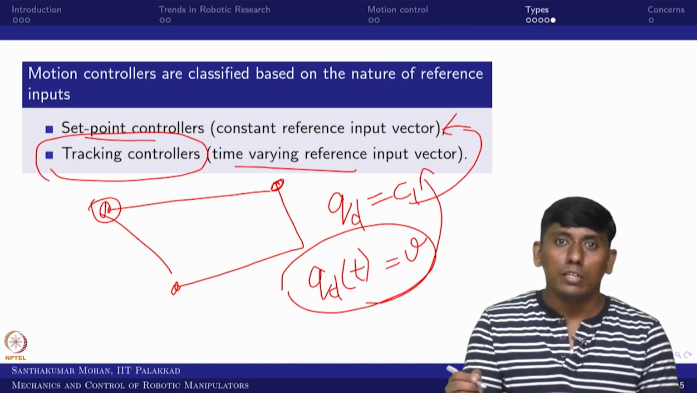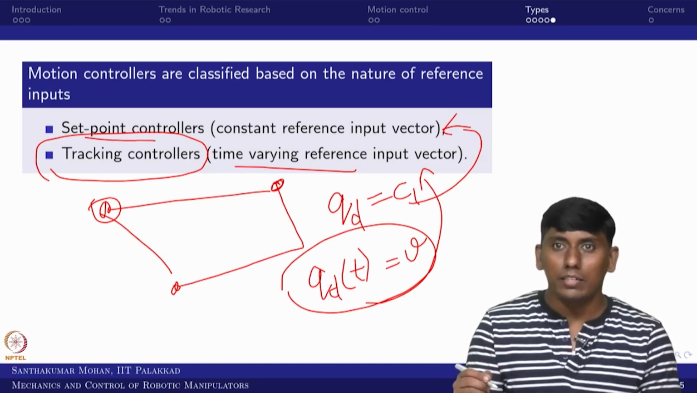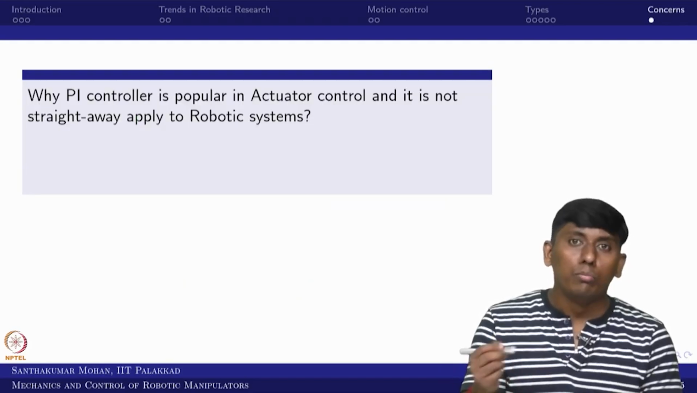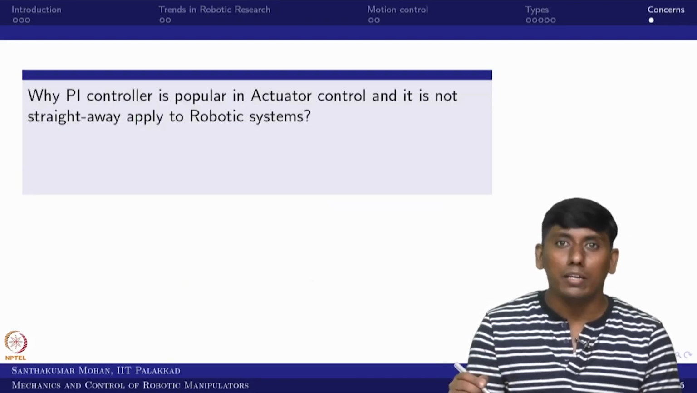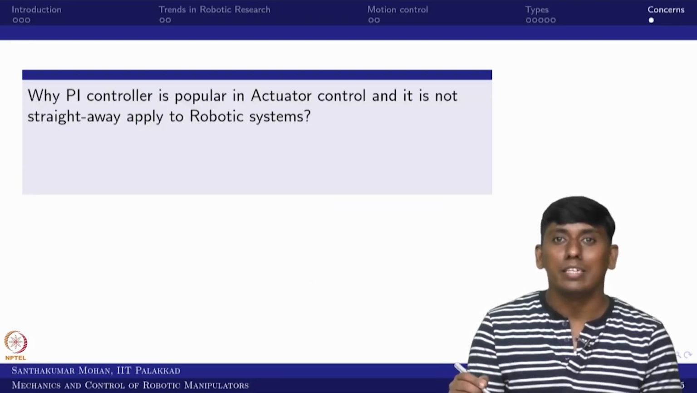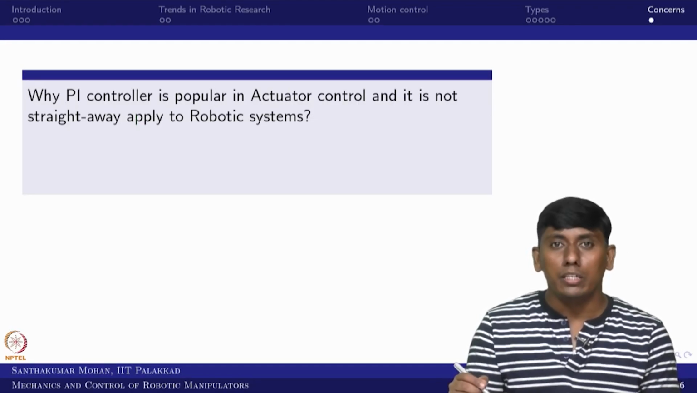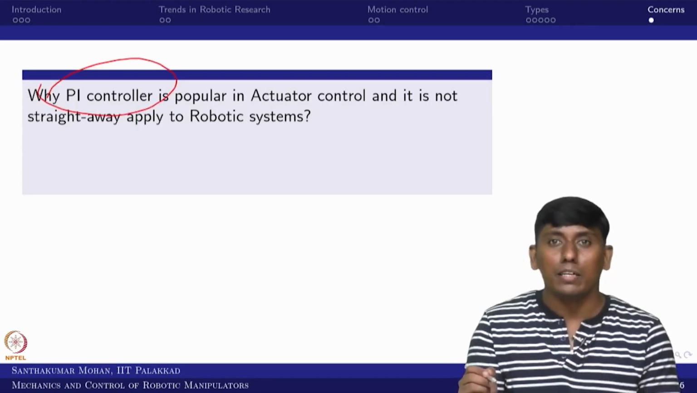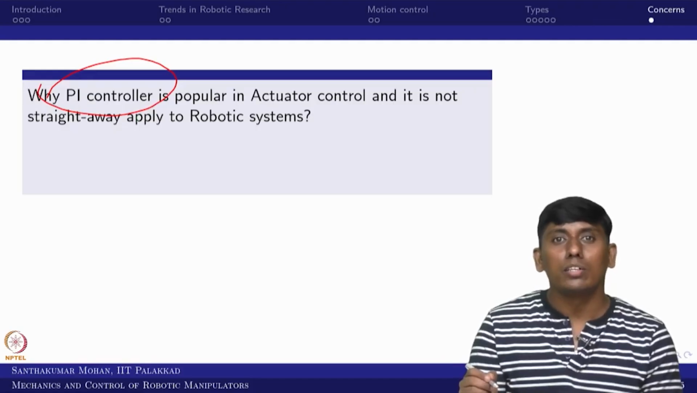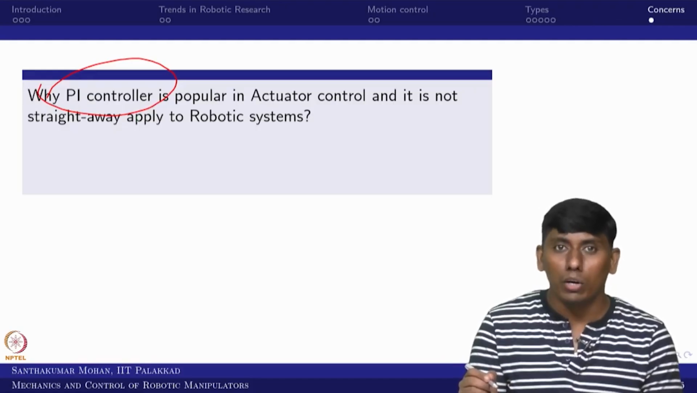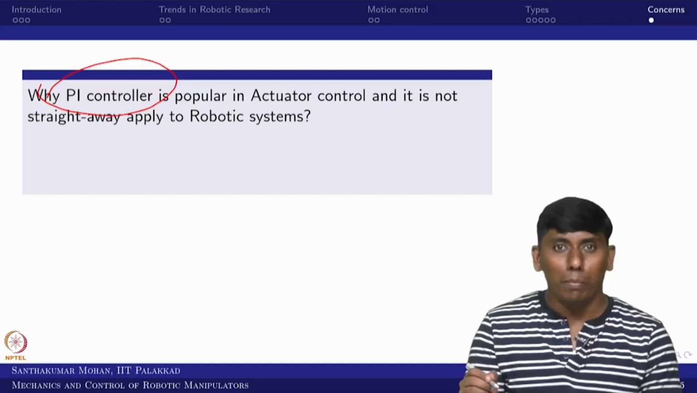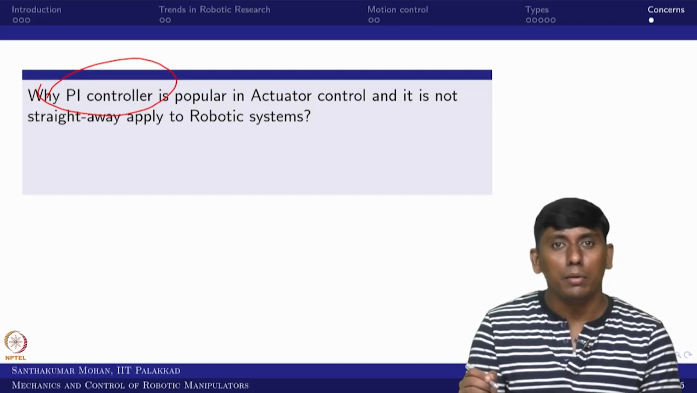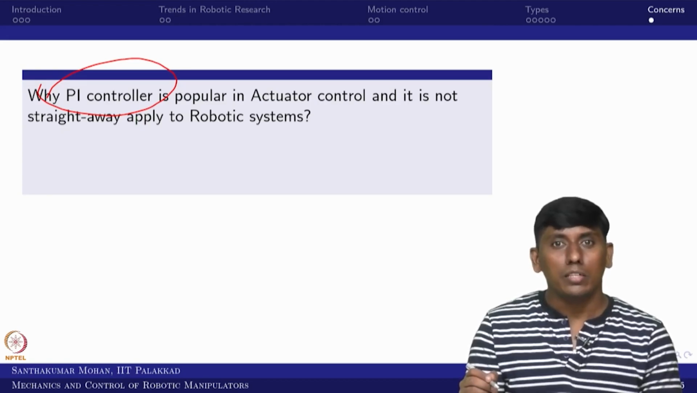So these are the types. Now we will come back to one concern, and with that we will end this lecture. What is the concern? You might have heard about PI control at the actuator level, when you talk about a DC motor or servo motor. One of the standard controls is the PI control, but it is not straight away applied to the robotic system, because the robotic system's open loop is unstable. The second order dynamics is unstable.